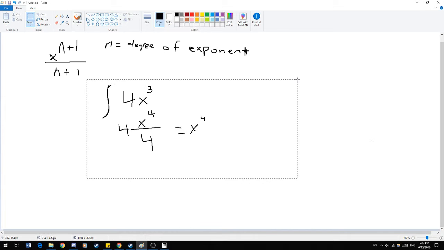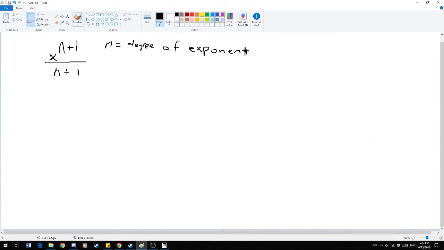Okay, so that's how you take an integral of a term. So now to move on to something slightly more complicated, we're going to be taking the indefinite integral of a polynomial. So let's take this polynomial here. So x squared plus 2x plus 3, and this is an indefinite integral because there are no limits.